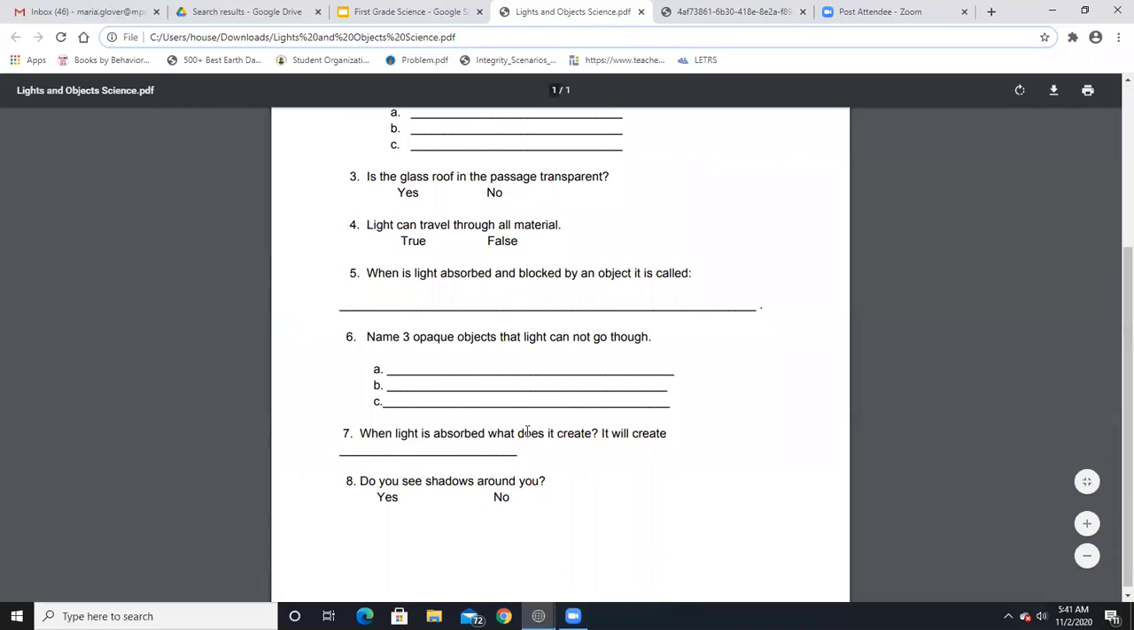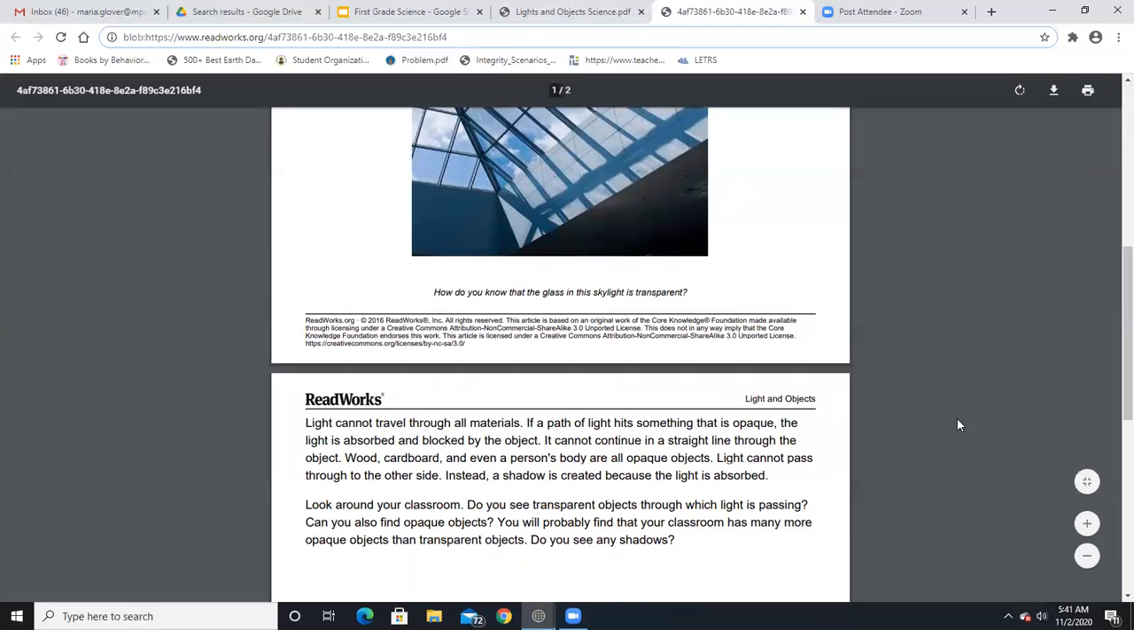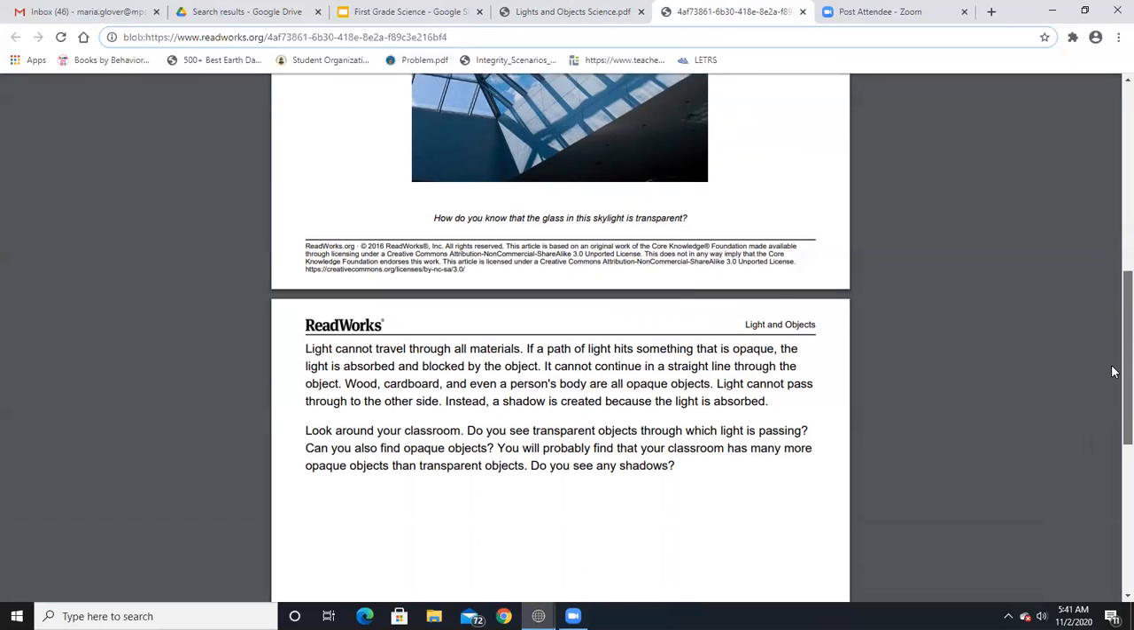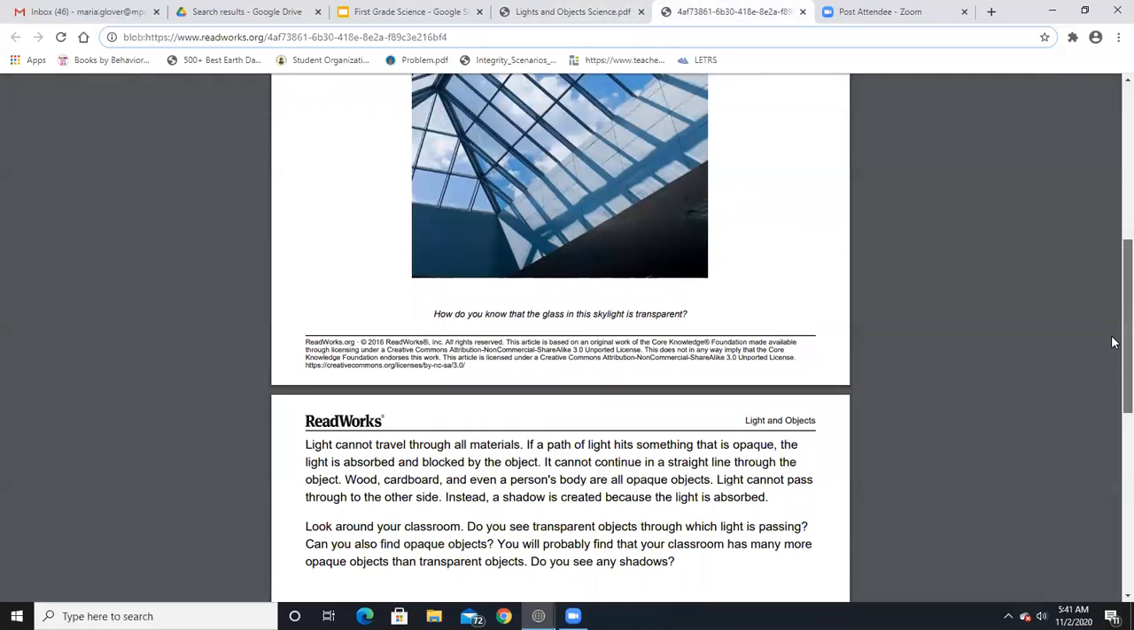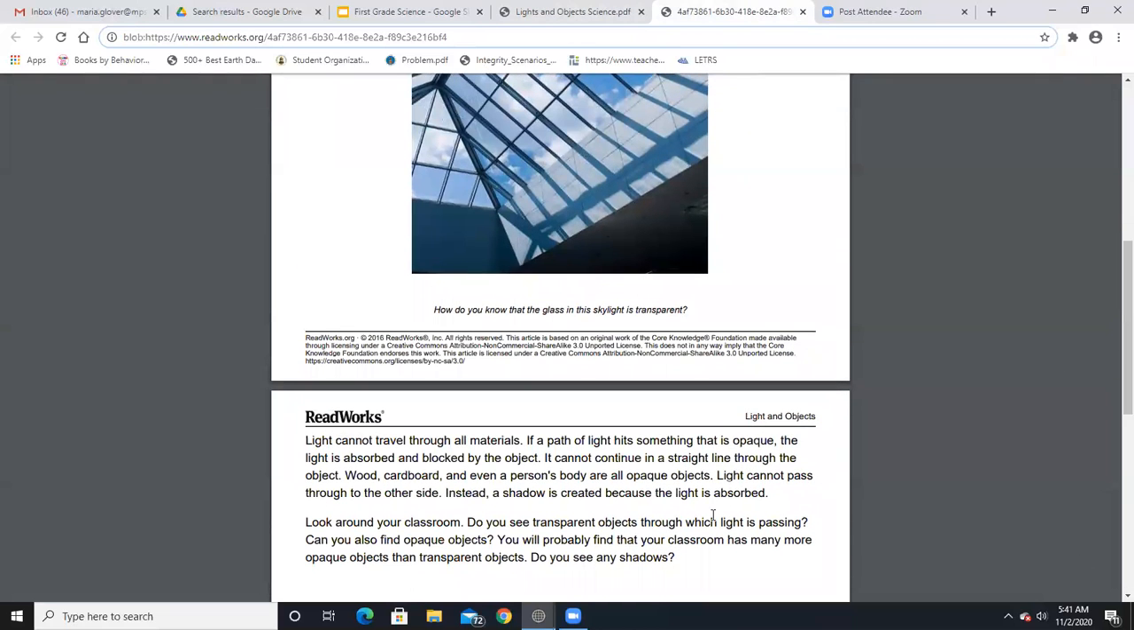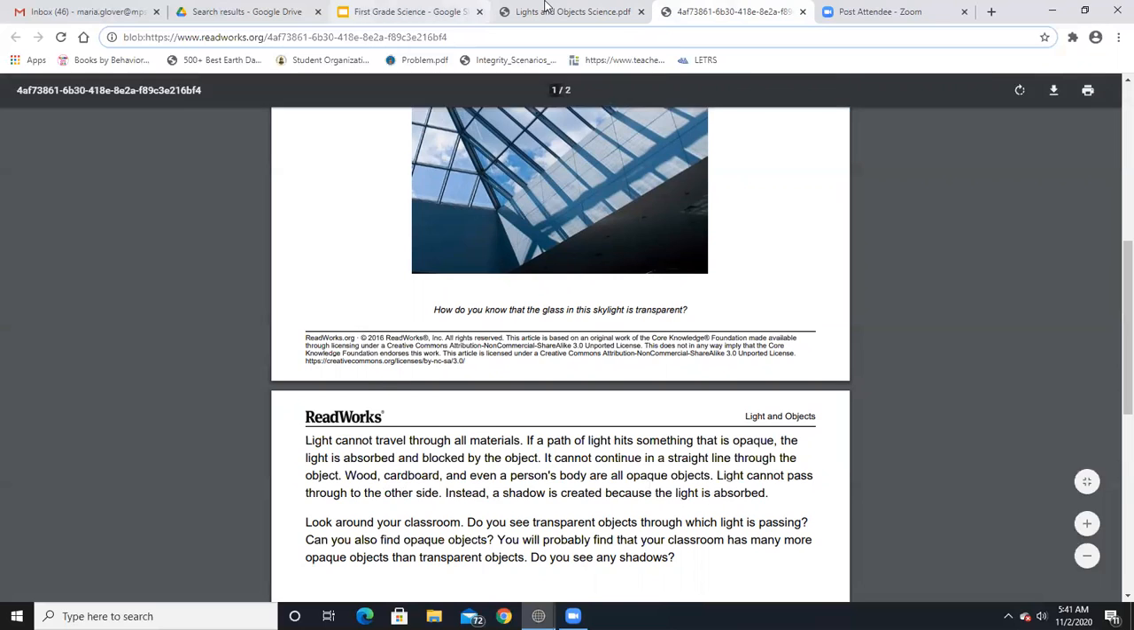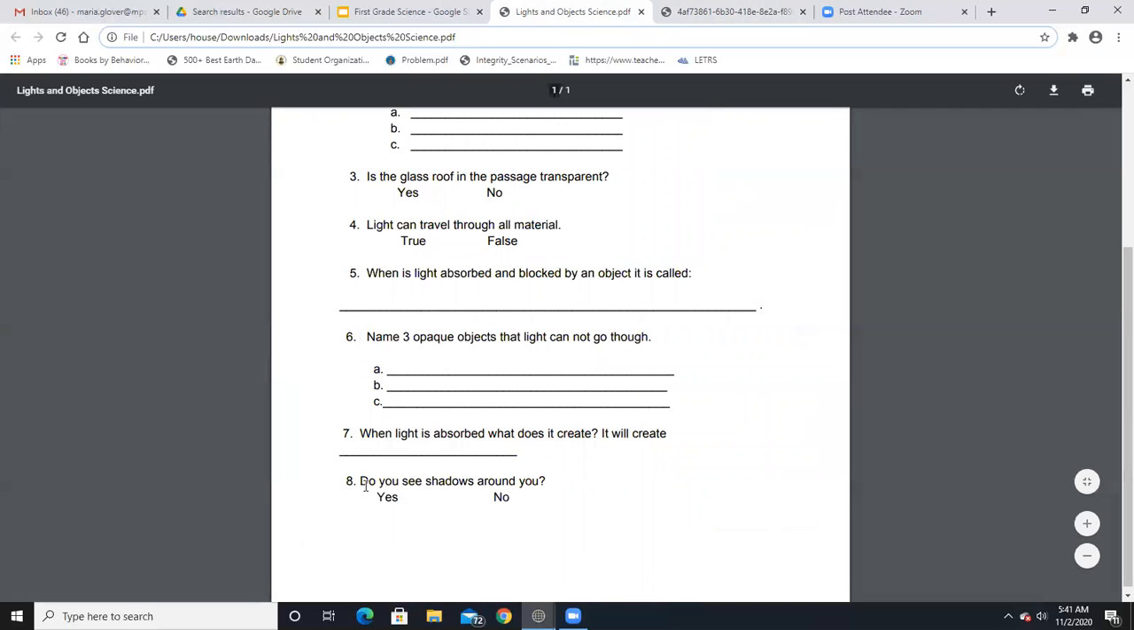When light is absorbed, what does it create? It will create, remember what it's called? It will create something, and you can make this as well. Light cannot pass through to the other side. Instead, a shadow is created because the light is absorbed. Number 8, do you see shadows around you? Yes or no? Can you see shadows around you?